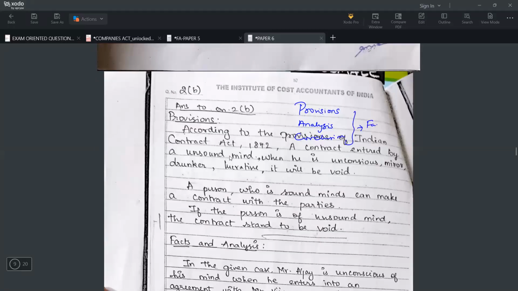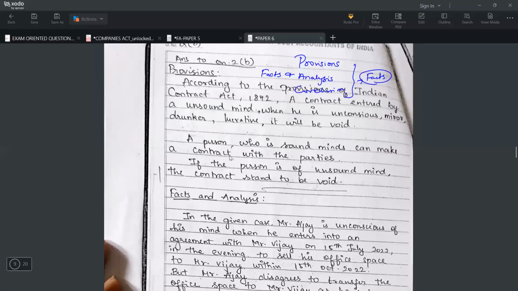Some of them will write facts also. I will tell you one secret for that. Write it in this way: facts and analysis of the case. You will write provisions first. Along with the provision, you will take the case law and you will try to analyze it along with some facts, and you are going to conclude it.